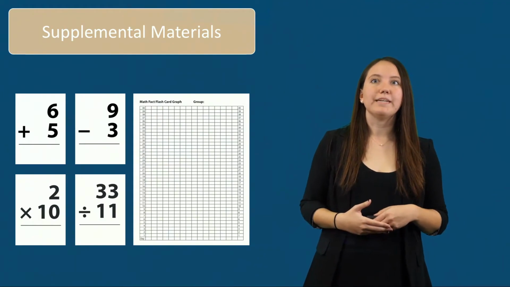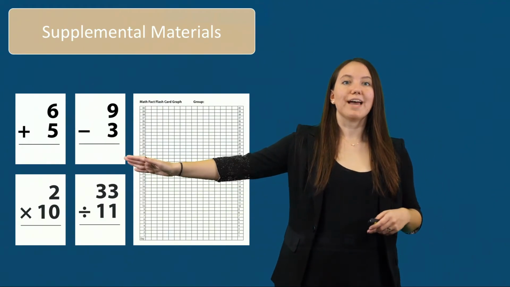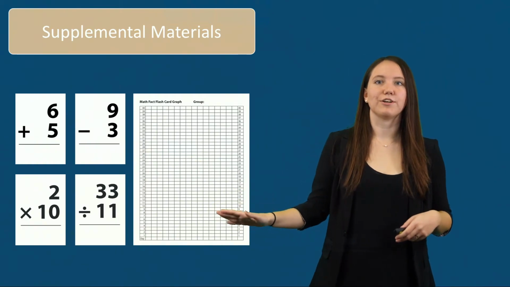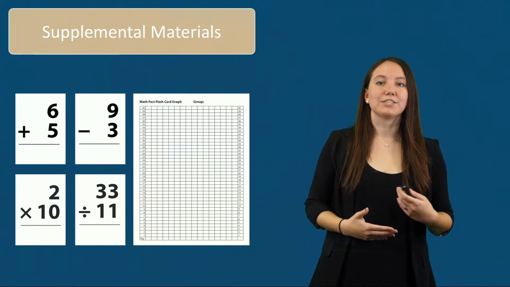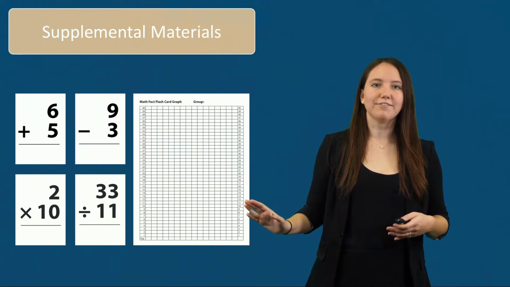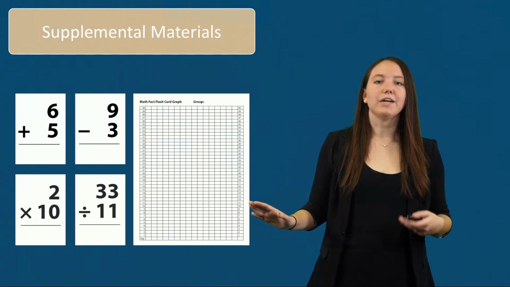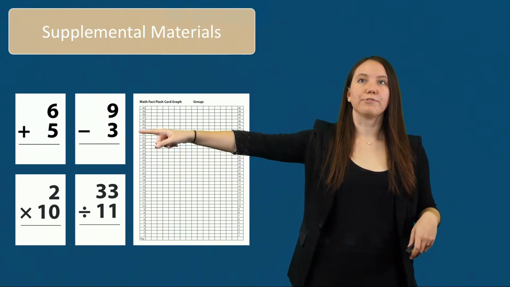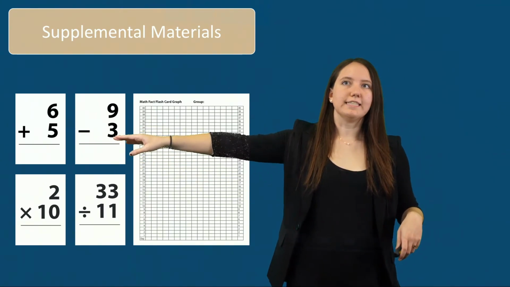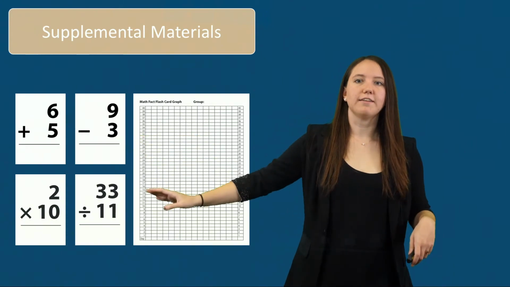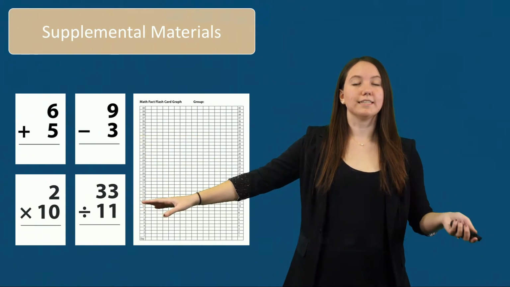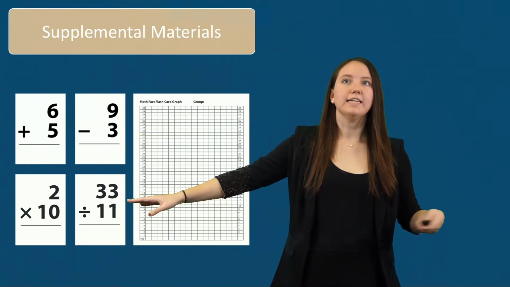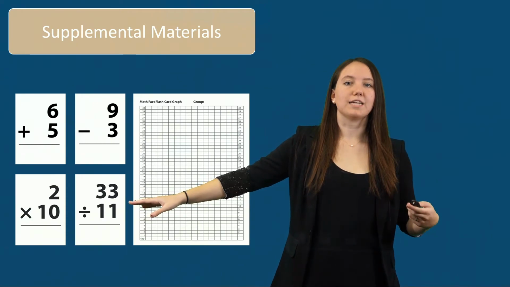Next, we see the Math Flashcards and the Math Flashcard graph. So the Math Flashcard activity requires flashcards and a graph, both of which are provided. It also requires a timer, which is not provided. So for lessons 1 through 30, the teacher needs the addition and subtraction flashcards, and for lessons 31 through 39, once the equal groups schema is introduced, teachers need the multiplication and division flashcards.